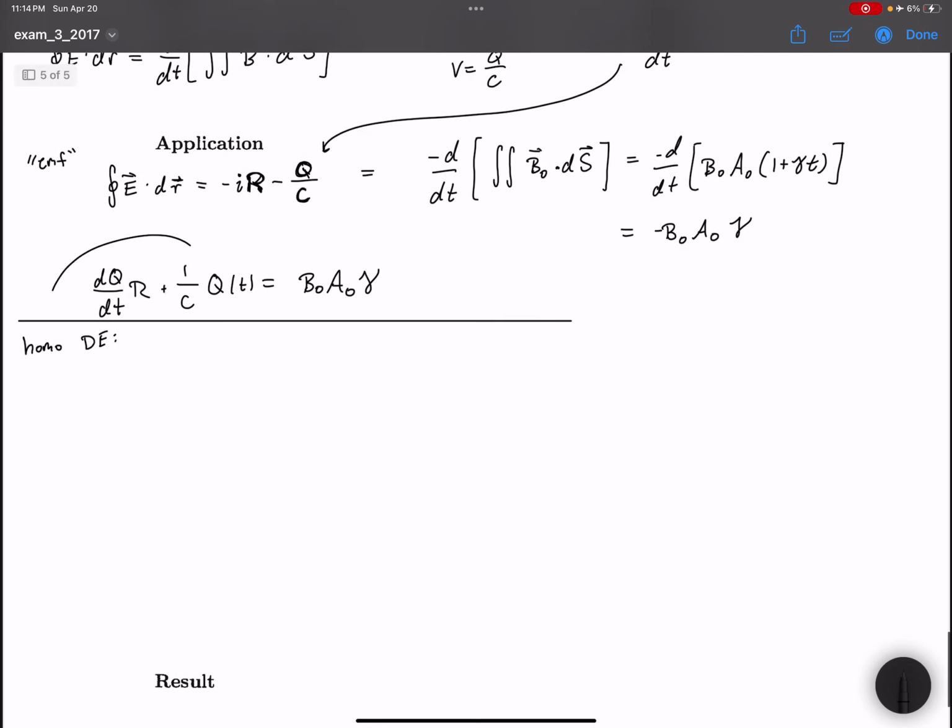Because this is a first order linear differential equation, we can set the left hand side equal to 0, and then solve for dq/dt. dq/dt equals negative 1 over RC times Q of t.